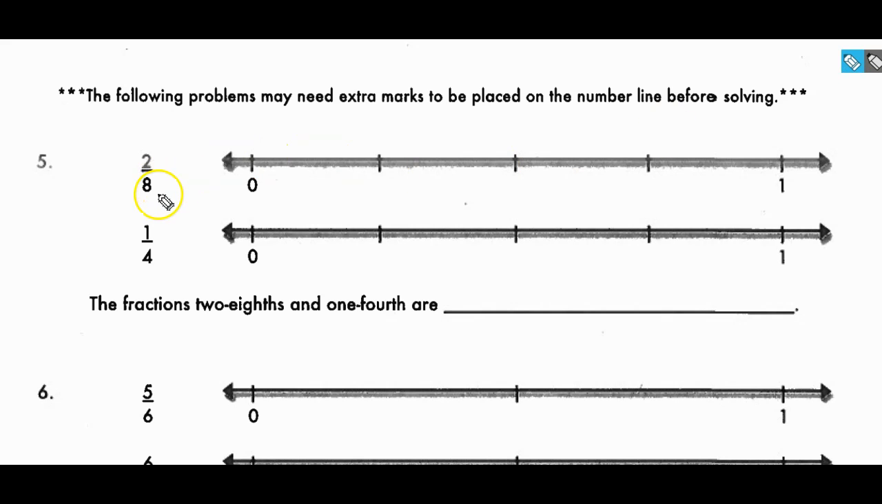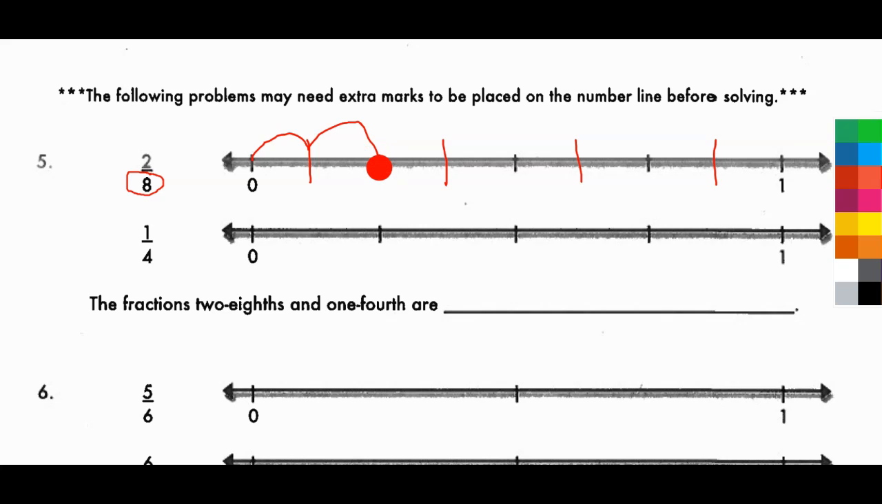So it says 2/8. The denominator is going to tell me how many sections I'm going to need. So how many sections am I going to need? 8 of them. How many do I have right now? I only have 4 of them, right? So I'm going to divide each section in half like this. Now I have 8. I need to put 2/8 on the number line. From 0 to here is 1, 2. There it is. Right there. 2/8.